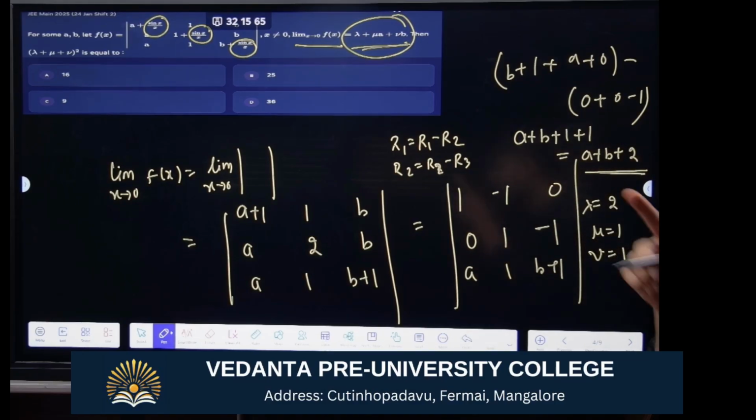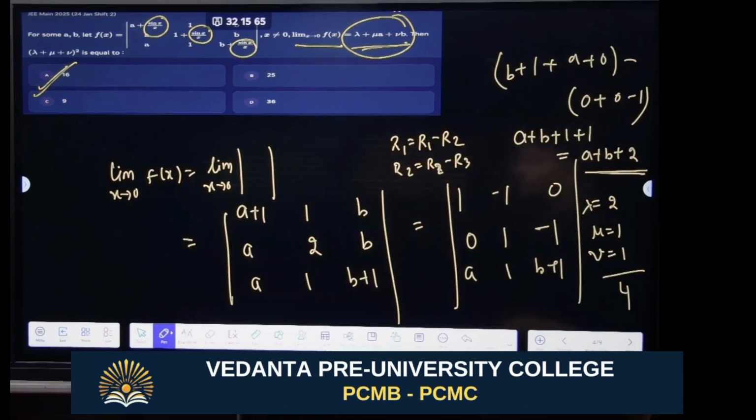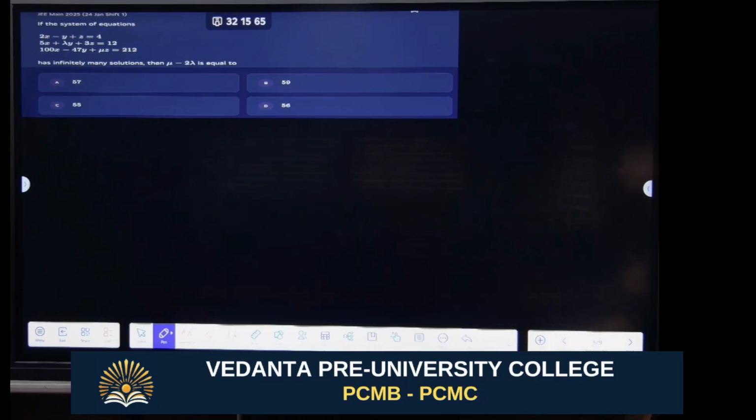So what they are asking is their sum whole square. What will be their sum? 4. And what will be its square? 16. So the answer will be 16. Understood? Now let's go for the next.